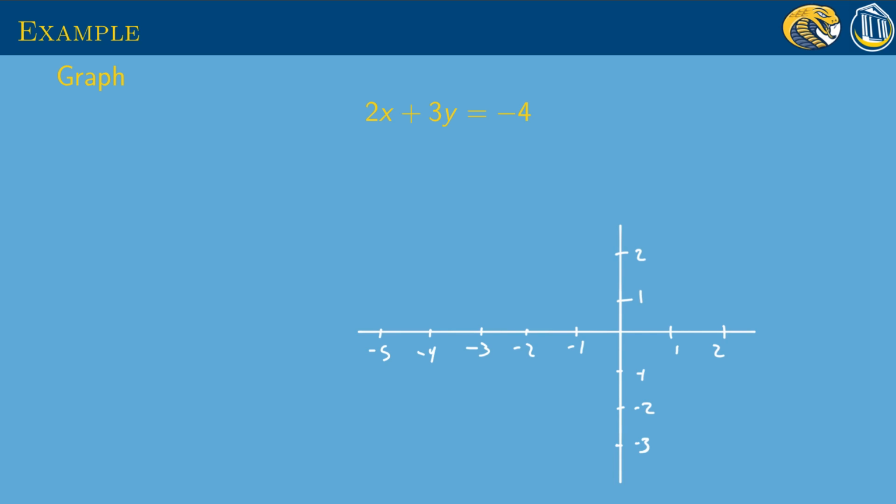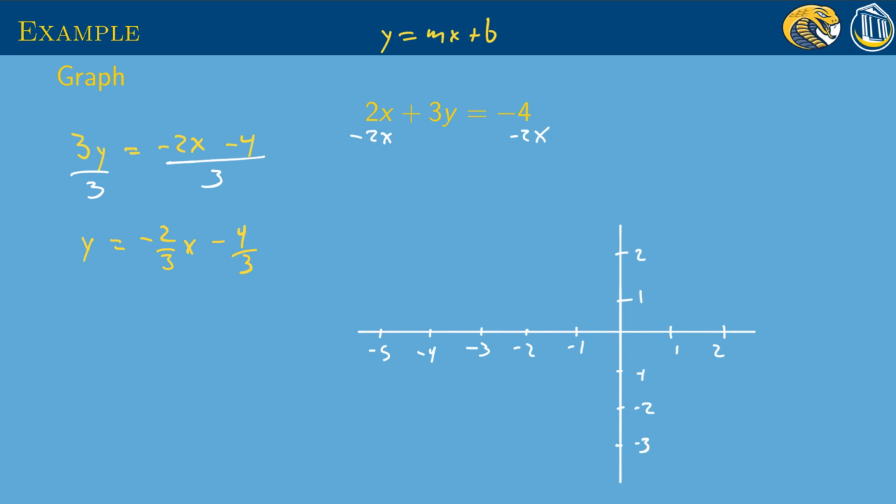Let's try another one. 2x plus 3y equals minus 4. There are other techniques we can use, but following the same steps, we want to rewrite this so it looks like y equals mx plus b. To that end, we want to get this y by itself, and so we can subtract 2x from both sides. That gives us 3y equals -2x minus 4. Since we want to get y by itself, we can divide both sides by 3. And simplifying this gives y equals -2/3 x minus 4/3.